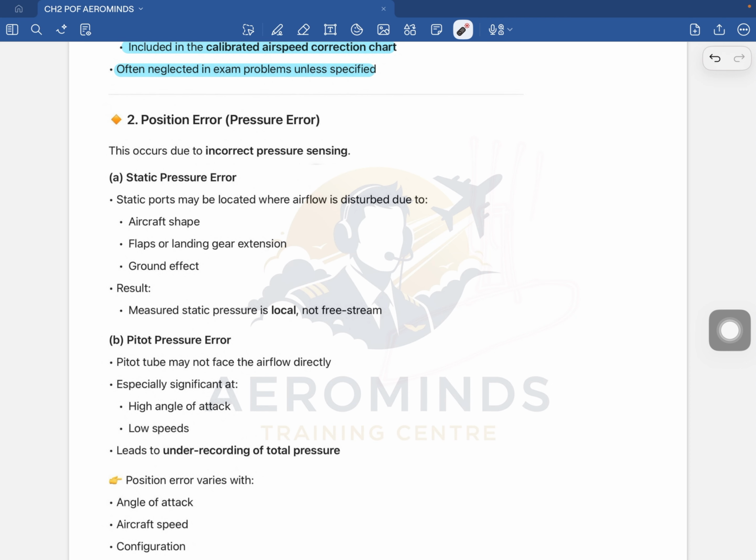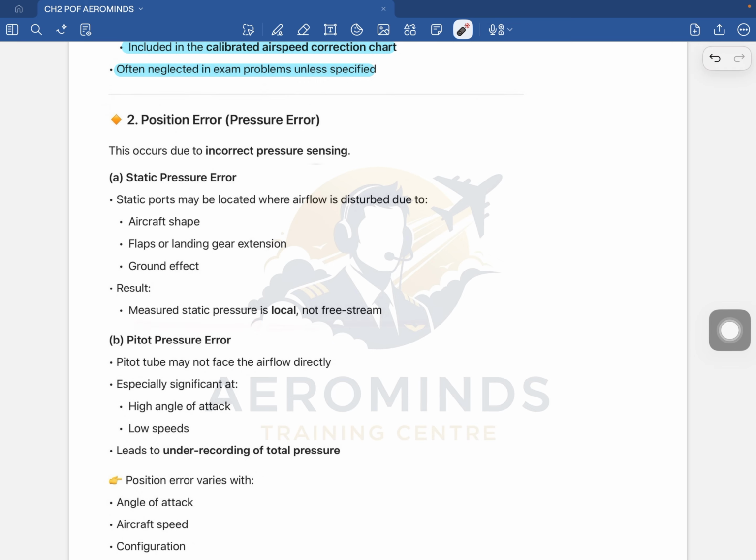Got it? Now the airflow around the fuselage is not always smooth. It gets disturbed because of the aircraft shape, flaps or landing gear extension, or ground effect. When the aircraft is flying close to the runway, it comes into ground effect, which may result in a change in the static pressure. So the result is that the measured static pressure is local and it is not free stream.